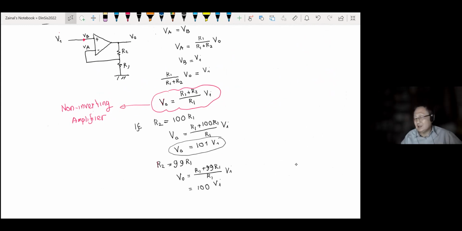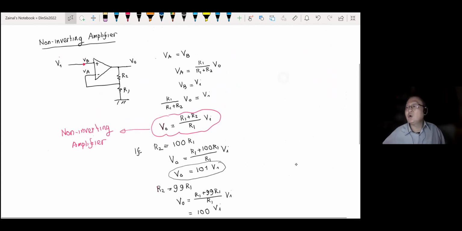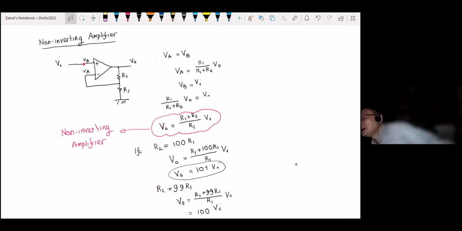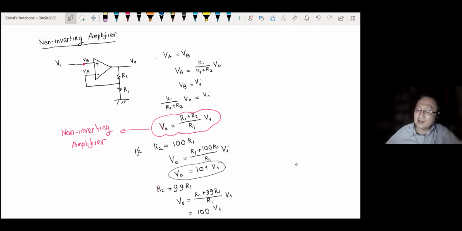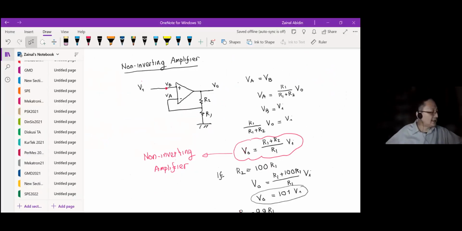Any question? So you can build a summer, subtractor, buffer, etc. Various circuits can be constructed using operational amplifier. Any question? Ada yang Anda mau tanyakan? Silakan.